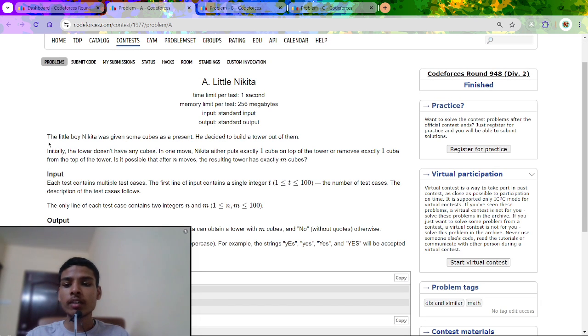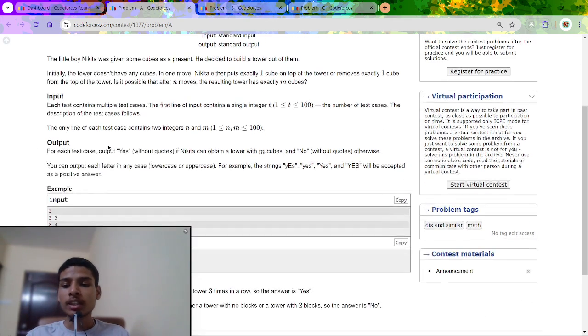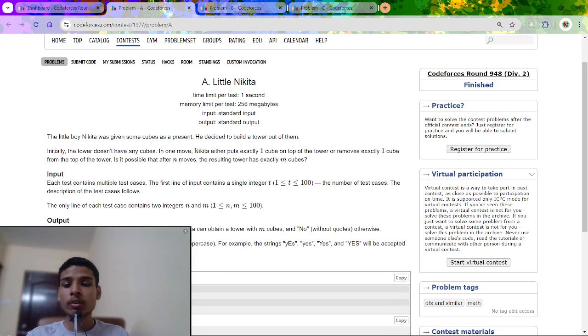In this question we are given a boy who has some number of cubes as a present and he wants to build a tower out of them. Tell whether it is possible or not. He will be given a total number of n moves and a tower of size m to build. He can either put exactly one cube on the top of the tower, or remove exactly one cube from the top of the tower. So is it possible to make a tower of size m with a total of n moves? Print yes or no.